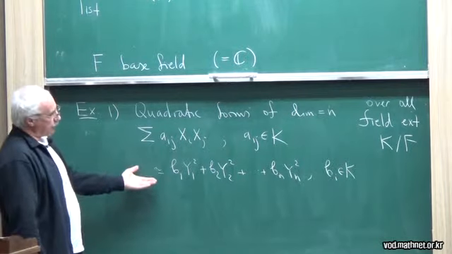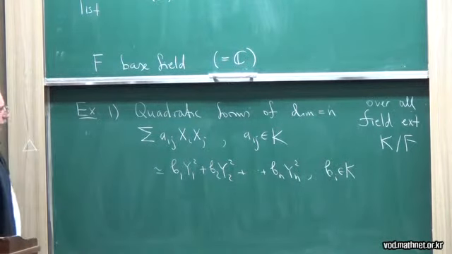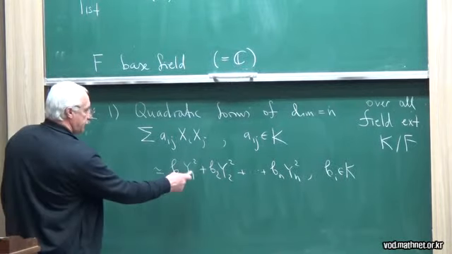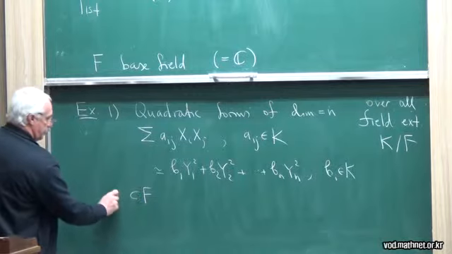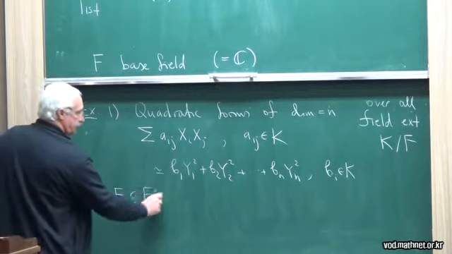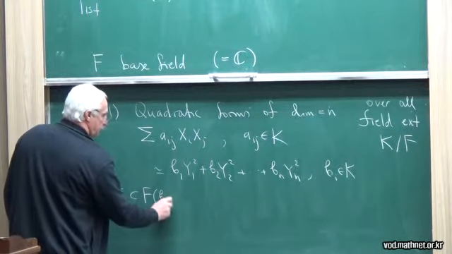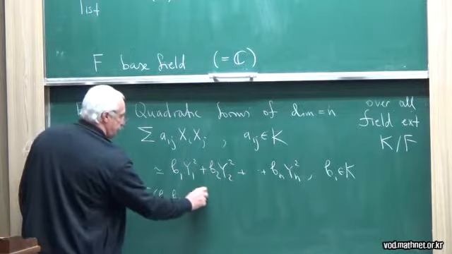Okay, how can we describe this number n? We can look at this subfield between F and K generated by the coefficients b_1, b_2, ..., b_n.